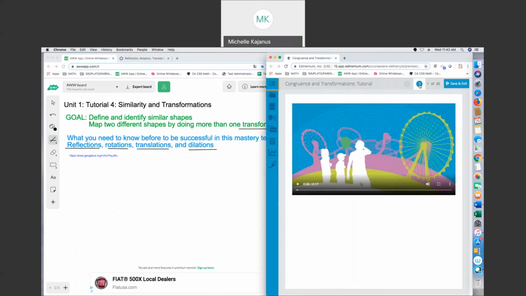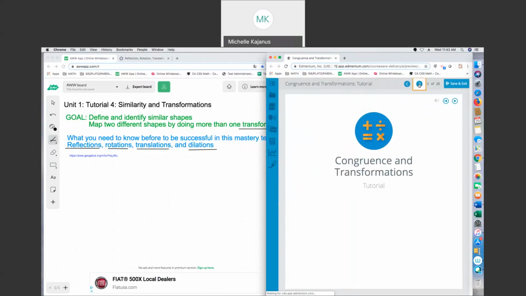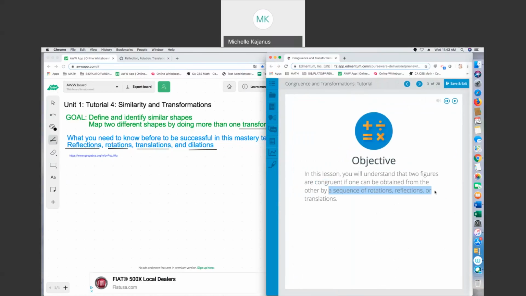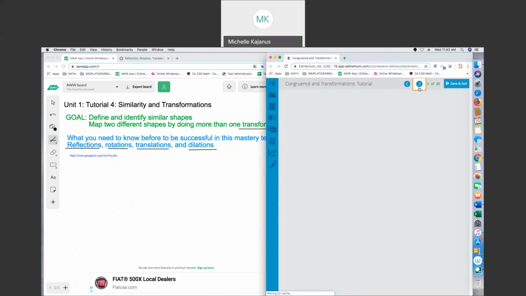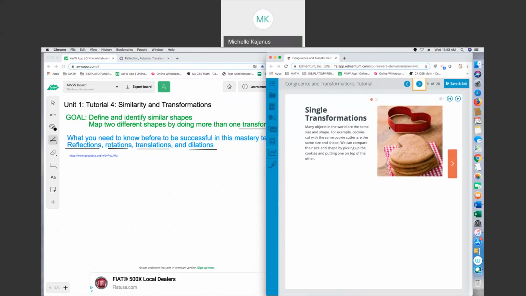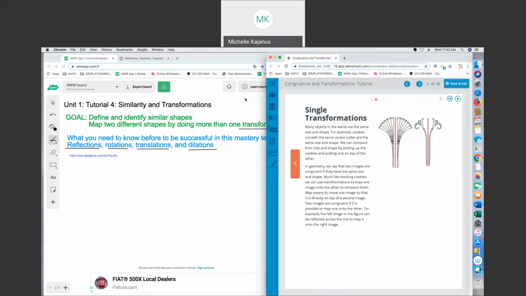One is usually the introduction. Two is the title and objective. This is what tells you what you're going to learn in this class. You're going to learn that 2 shapes are congruent, and you're going to do a sequence of rotations, reflections, or translations. More introduction. Then page 5 just starts with a small summary of a single transformation. And they introduce the word congruent.